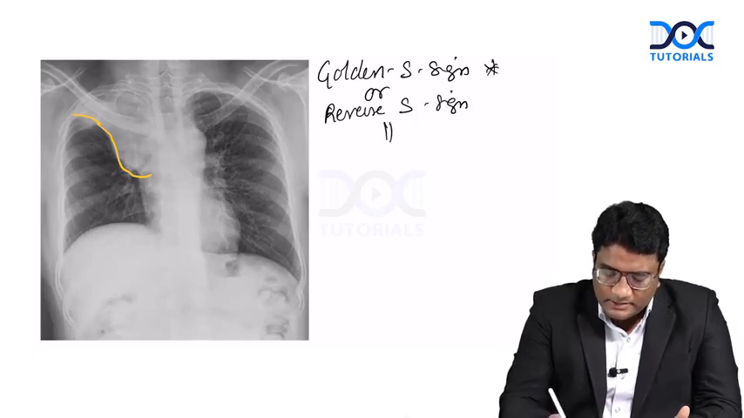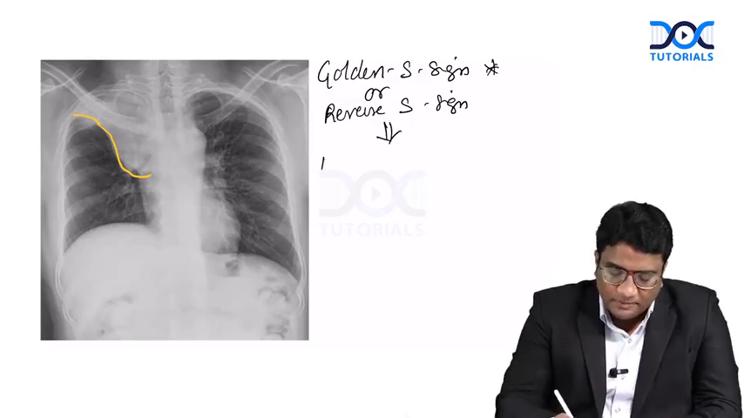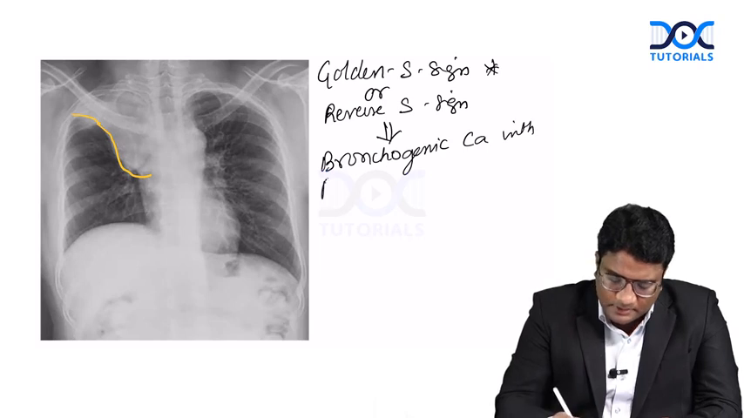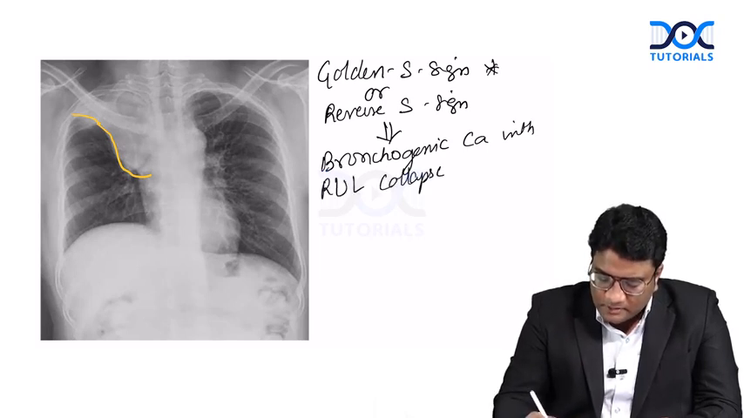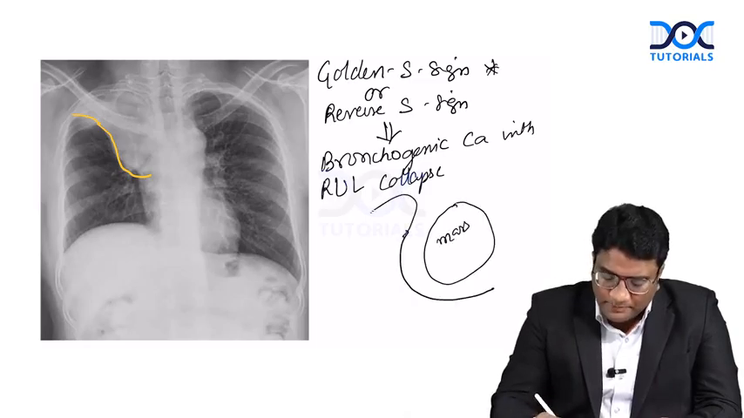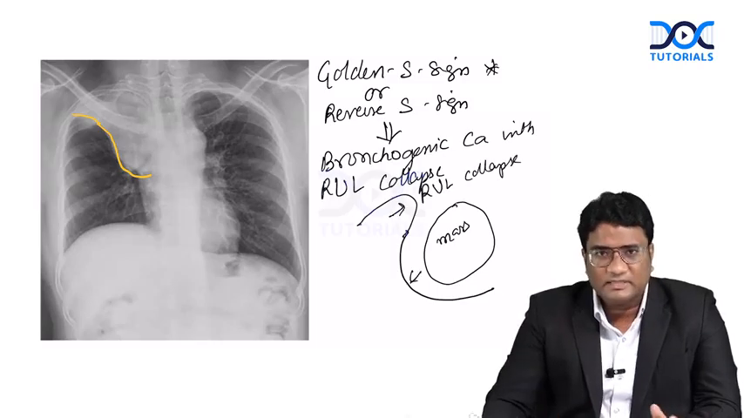Golden S sign or reverse S sign should make you think of underlying bronchogenic carcinoma. So please remember, this is suggestive of bronchogenic carcinoma with right upper lobe collapse. Basically what happens is when you have a mass, it pushes the lower part of the fissure outward, and the collapse of the right upper lobe because of the mass will cause the fissure to move inward. So it's actually a reverse S sign.